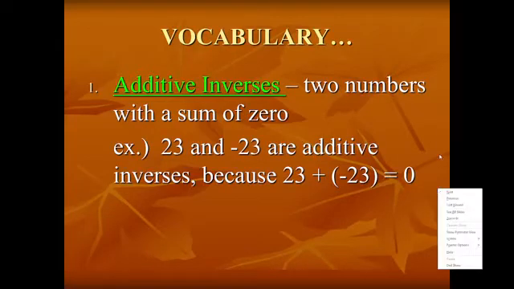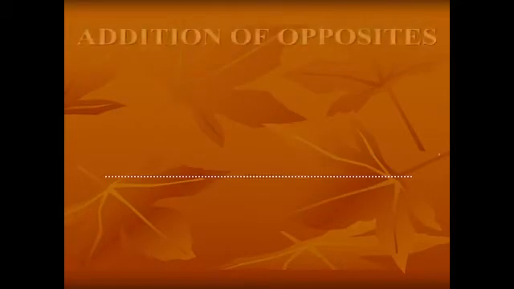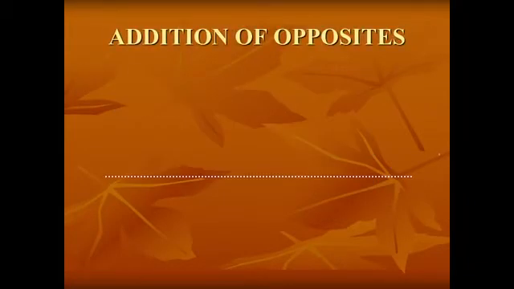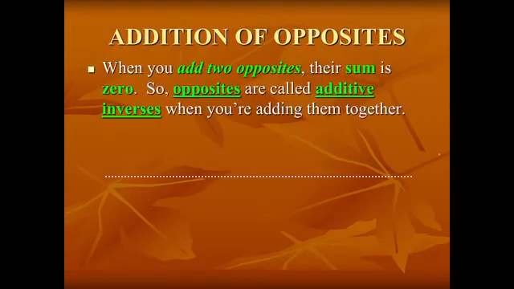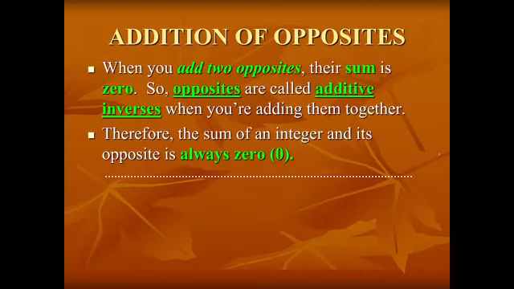Okay? Now, addition of opposites. When you add two opposites, their sum is 0. So opposites are called additive inverses when you're adding them together. So take note, when I say opposites, they are just very similar with additive inverses. Therefore, the sum of an integer and its opposite is always 0. So you have there positive 1 plus negative 1, that's 0. We can also reverse it. Negative 1 plus 1, that's still 0.